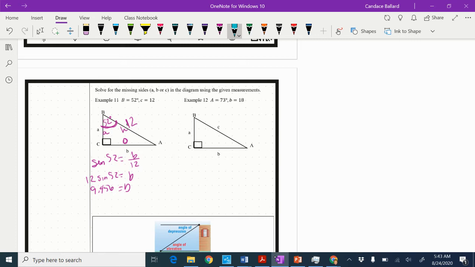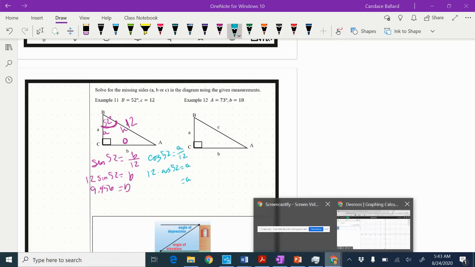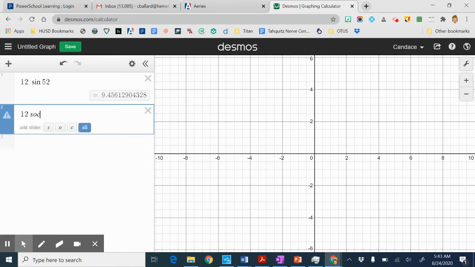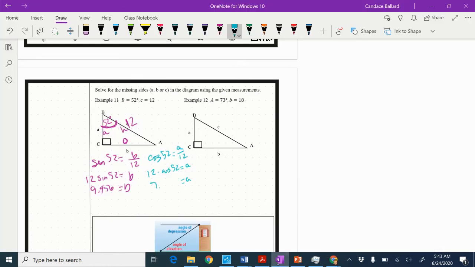I also need to do A. So A is the adjacent over the hypotenuse, so that would be cosine of 52 equals A over 12. I multiply both sides by 12. And then I'm going to go ahead again and put that into my calculator. So 12 cosine of 52, and I get 7.387. And we might need to round that up to an 8 depending upon what your book takes. You'll have a couple of tries in the book or on the WebAssign problems. So if you're not getting it right the first time, you can try again.